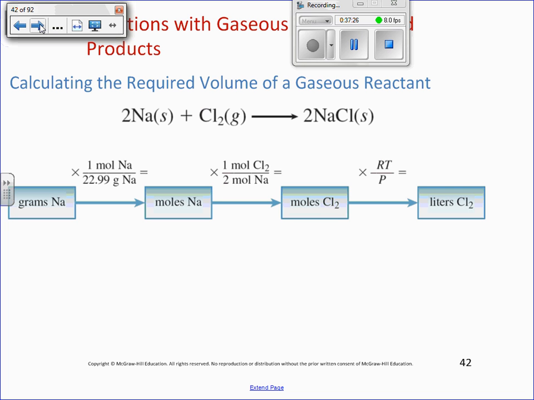In practice, I'd probably add excess chlorine gas to make sure all the sodium is reacted. But it's easier to get rid of the chlorine gas. Just open the pressure valve and the chlorine gas will come out.